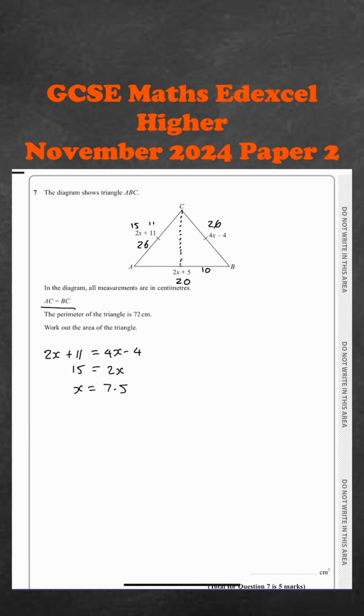Using Pythagoras, we can say that 10 squared plus, let's call this y, plus y squared equals 26 squared. So we'll just do that on my calculator. 26 squared is 676 minus 100. So y squared equals 576. The square root of 576 is 24. So half times base, which is 20, times height, which is 24. Do that on my calculator. We get 240 centimetres squared is our answer.